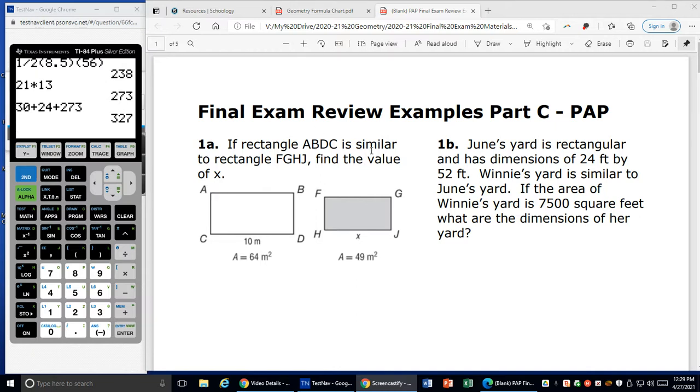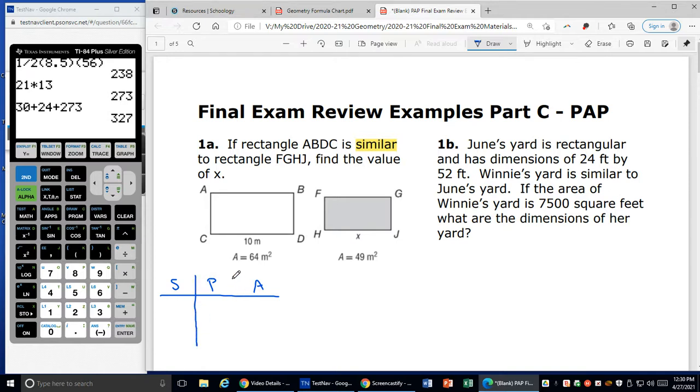If rectangle ABCD is similar to rectangle FGHJ, find the value of X. So I see the word similar, which means I want to make sure that I'm going to create a SPA table. Let's not put those quite so close together or I won't be able to fit anything in my SPA table. And then I need to pick one of my figures to be always in the numerator and my other figure always to be in the denominator.